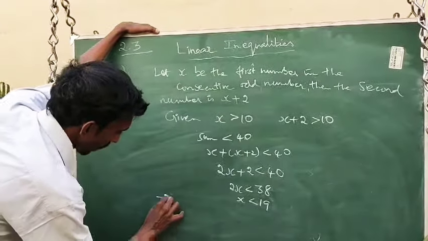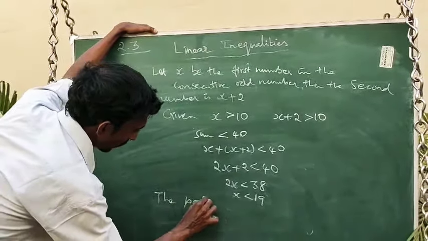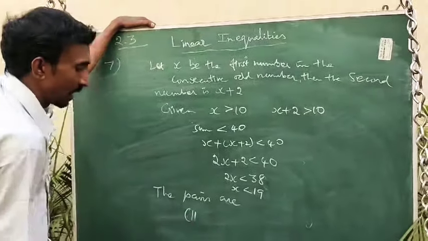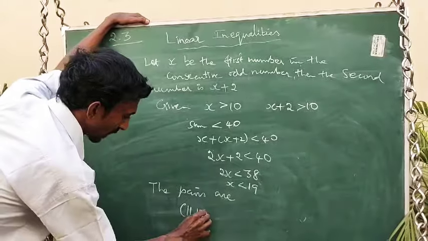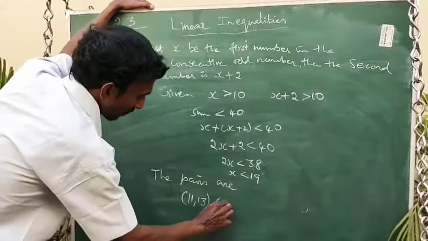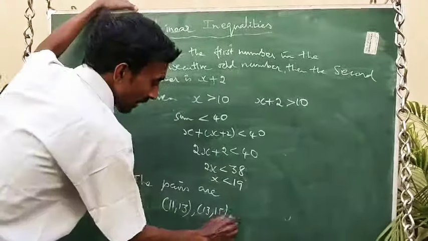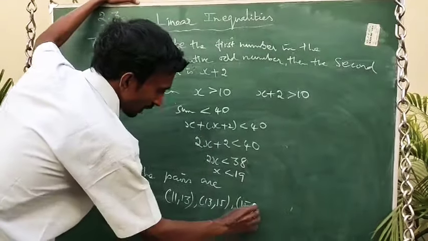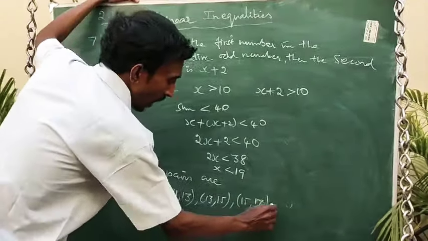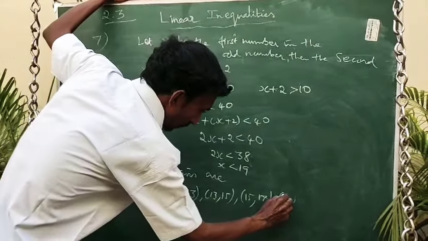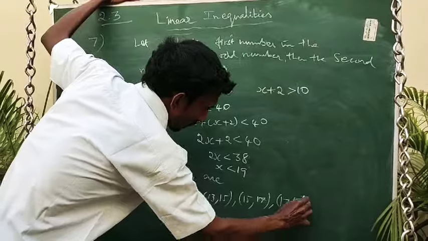So we can write the solution directly. The pairs are: if we consider 11, the next number is 13. If the first number is 13, the next number is 15. If the first number is 15, the next one is 17. If the first number is 17, the second one is 19.